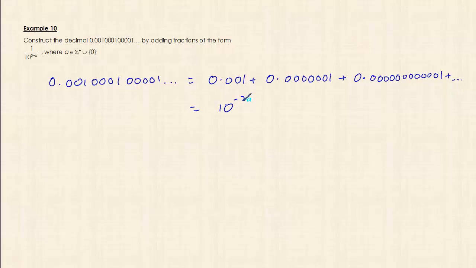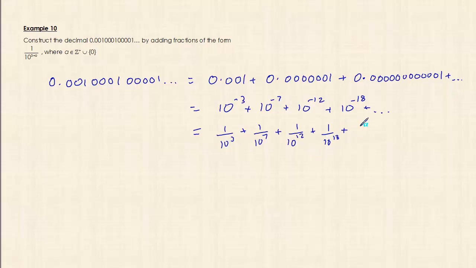So this is 10 to the negative 3. Add 1, 2, 3, 4, 5, 6, 7. 10 to the negative 7. Add 10 to the negative 1, 2, 3, 4, 5, 6, 7, 8, 9, 10, 11, 12. 10 to the negative 12. And we can see the pattern here. This has gone down by 4, then by 5. So the next one would be 10 to the negative 18, and so on. So we can say that's 1 over 10 cubed, plus 1 over 10 to the 7, plus 1 over 10 to the 12, plus 1 over 10 to the 18. If we add 7 to that, the next one will be 1 over 10 to the 25, and so on.